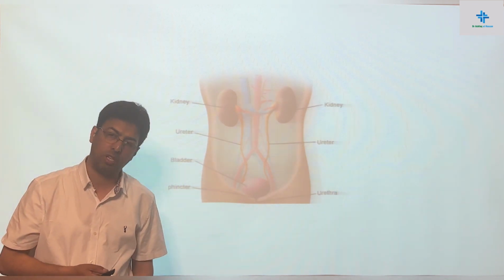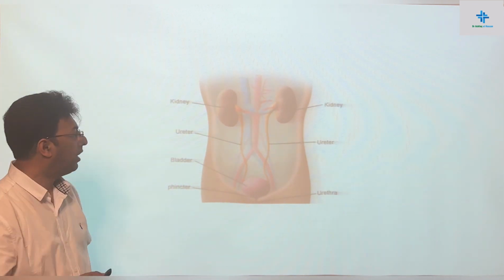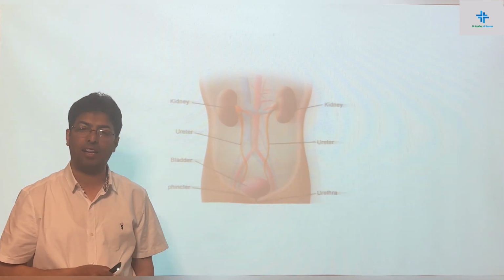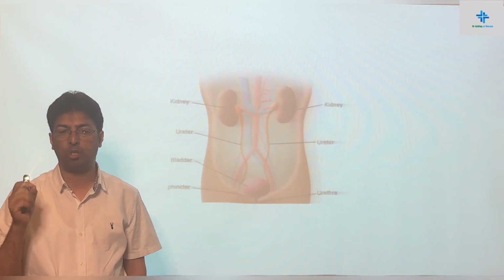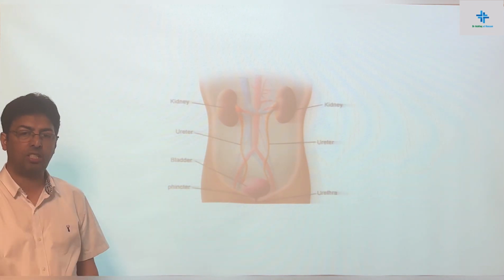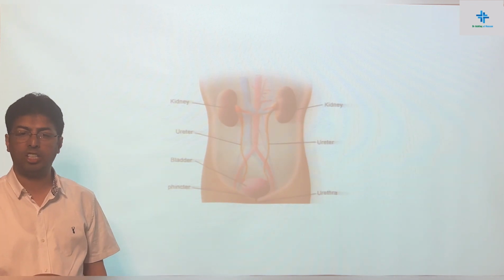In addition, you have to remember that normally the kidneys lie between the T12 and L3 vertebrae. So you have the 12th thoracic vertebra and the 3rd lumbar vertebra. The kidneys vertically lie in this plane.